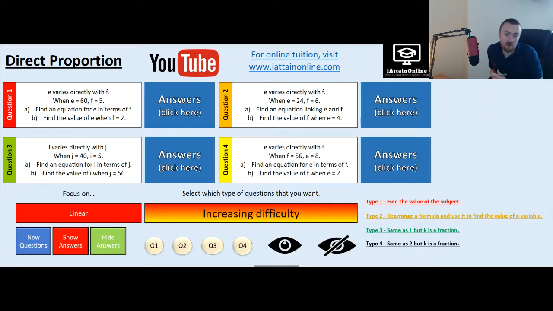Hello, so I wanted to do a video on direct proportion. I've got another question generator which I shall talk you through shortly, but just to get started, this can be quite a confusing topic. The key areas that you need to be aware of are substitution and rearranging formula, especially for the latter examples that I'm going to do.